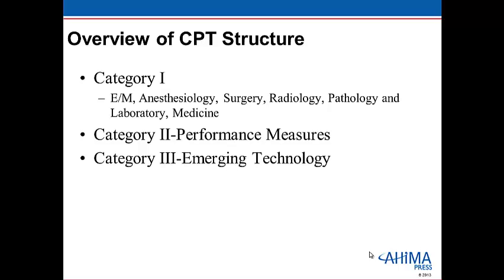Let's review the CPT structure. Category 1. These codes describe a procedure or a service. The descriptor in this category of codes is generally based on the procedure being consistent with contemporary medical practice and widely accepted in the medical community, and thus is being performed by many physicians in a clinical setting. They are subject to a lengthy approval process conducted by the CPT editorial panel.